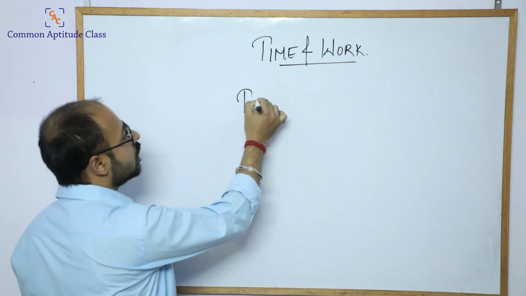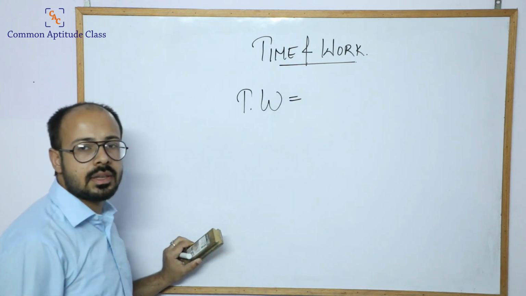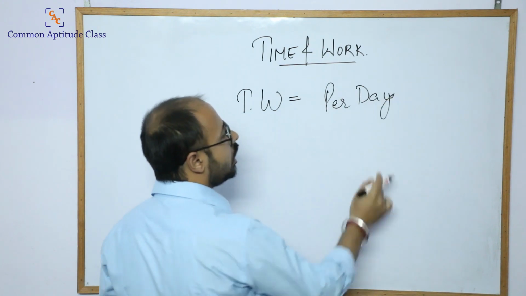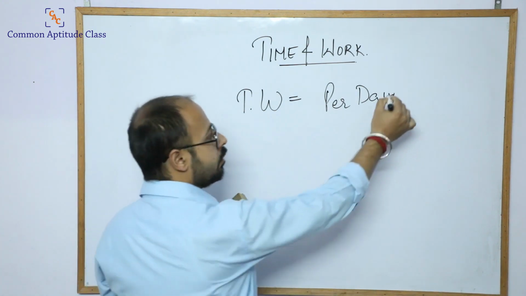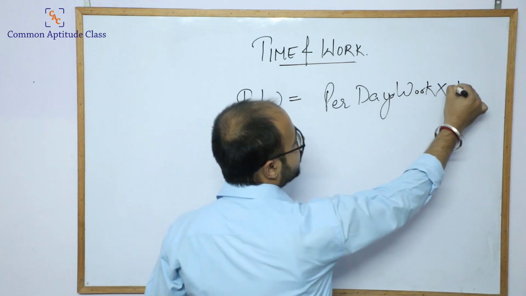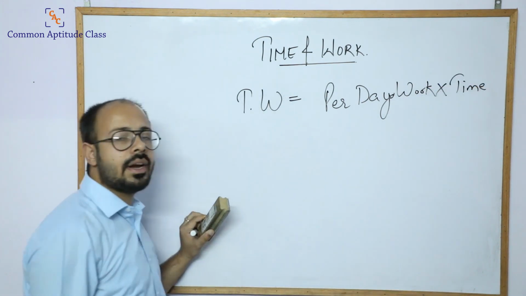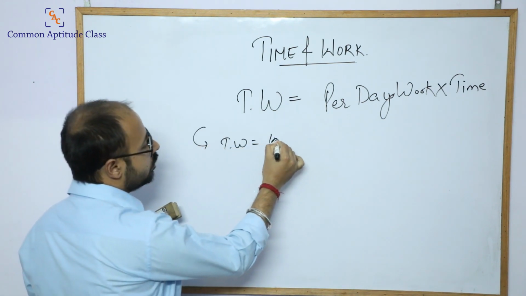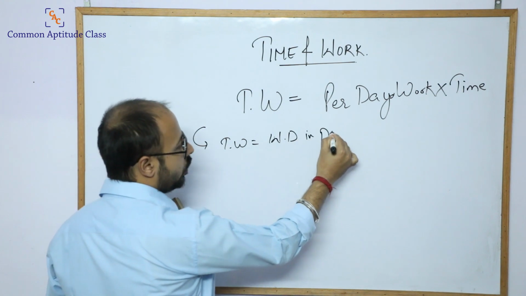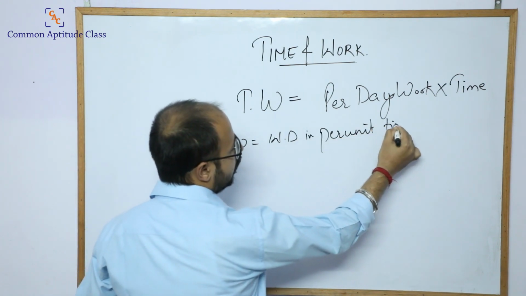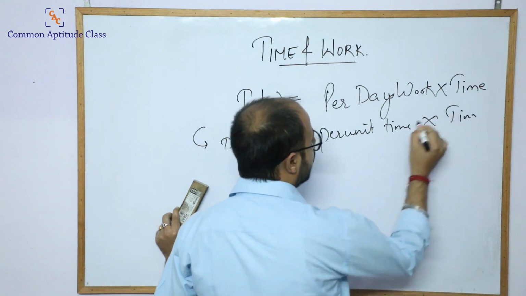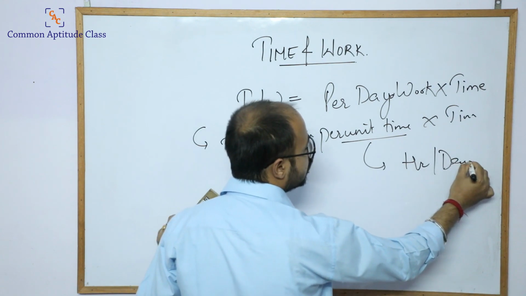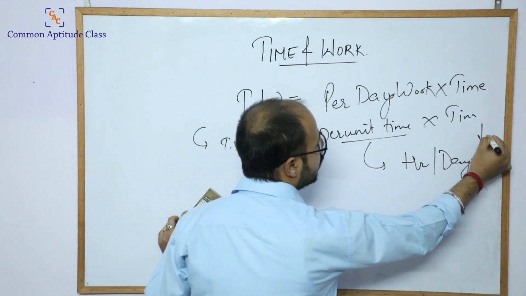How you can find the total work. You can find the total work by simply saying per day work, or work done per unit time, multiplied by the time. For how much time or for how many days you are working. For basic general, total work is equal to work done in per unit time into time. Now, per unit time depends on hours, days, or minutes. So that should be multiplied by this.